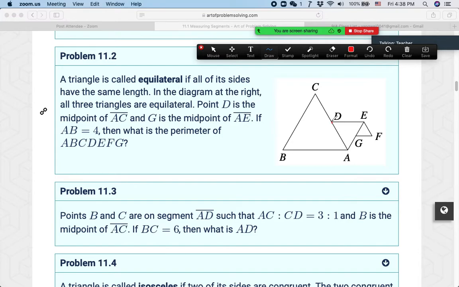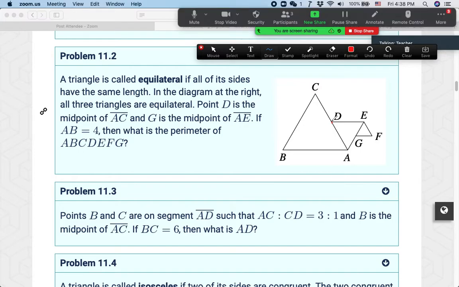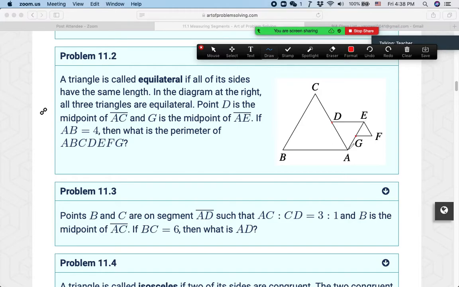This D is the midpoint of AC, and G is the midpoint of AE. Then they tell you the length of AC equals 4. Then they ask you, what is the perimeter of ABCDEFG? So then you go this way: A, B, then B, C, then C, D, D, E, then E, F.